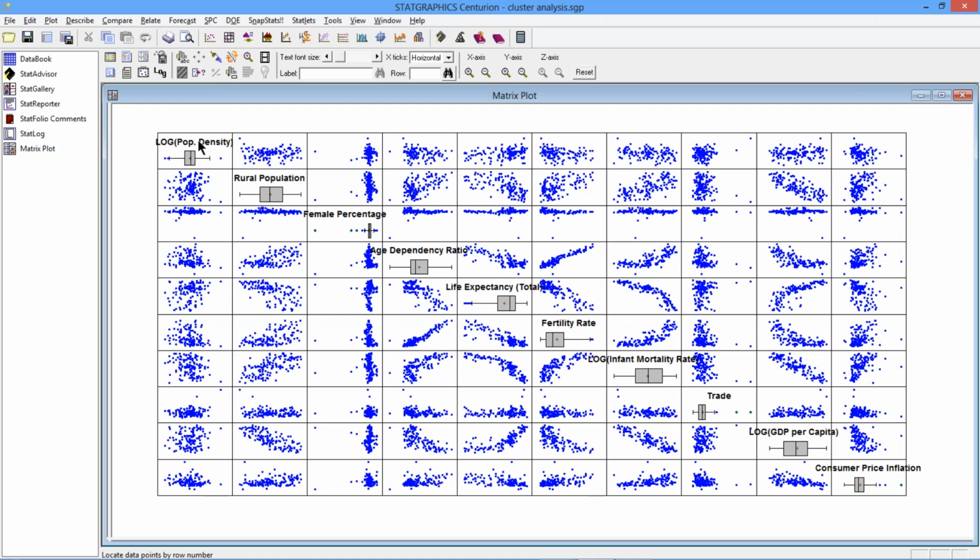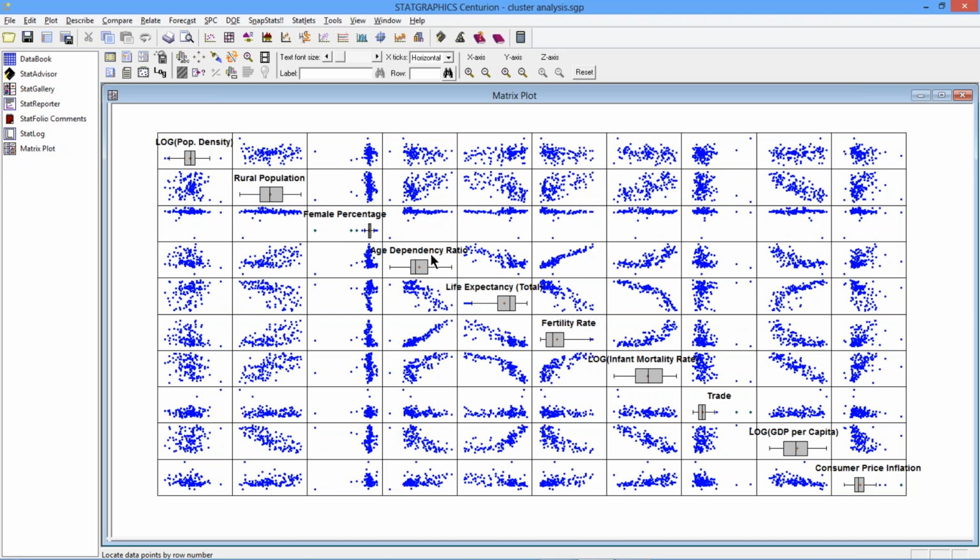So for example, one of the variables that we'll be looking at to define clusters of countries will be the logarithm of the population density. The log of how many people per square mile there are on average in a particular country. Well, across the top, we see the log of population density plotted versus the rural population versus the female percentage. Again, read up to see what it's plotted against.